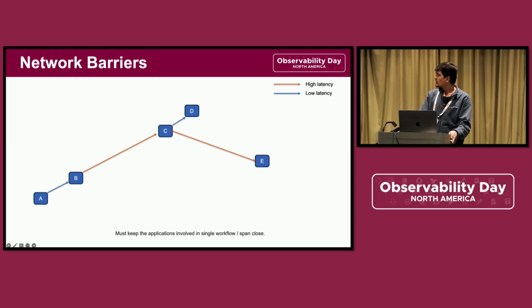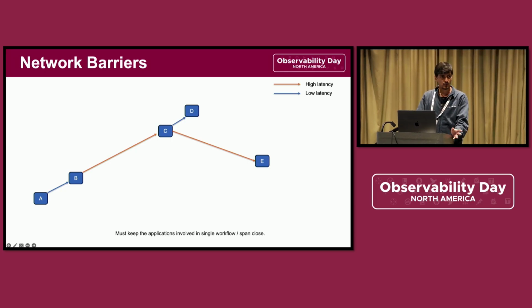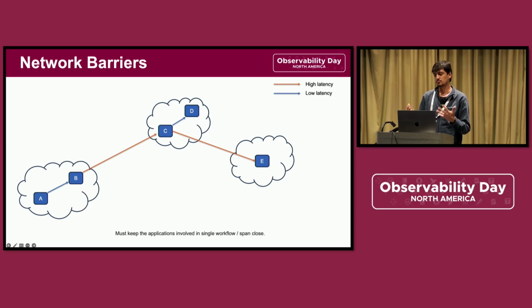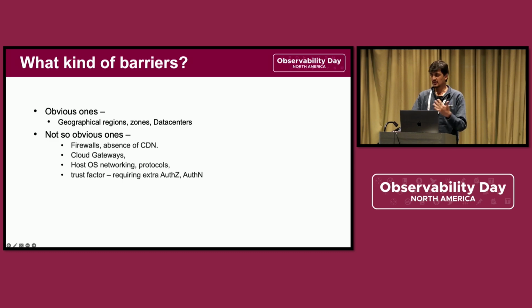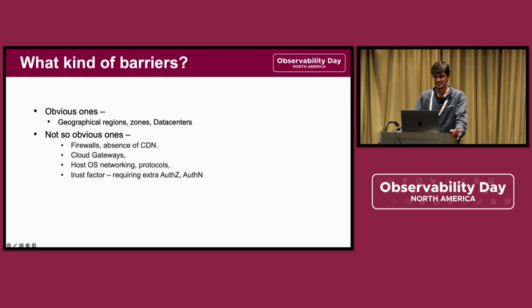So you definitely do not want to have something like this, where even for a single flow, your applications have to basically interact across some kind of network barrier with high latency involved. And in terms of the barriers, what I'm talking about is maybe the obvious ones, which are geographical regions, zones, and data centers. But other than that, there are a lot of other highly prudent but invisible barriers available as well. For example, you have firewalls, maybe CDNs, sometimes gateways, protocols. A lot of them are hard to account for but do impact performance.